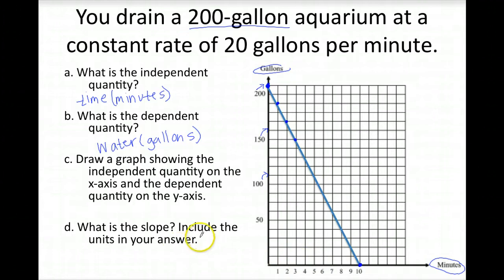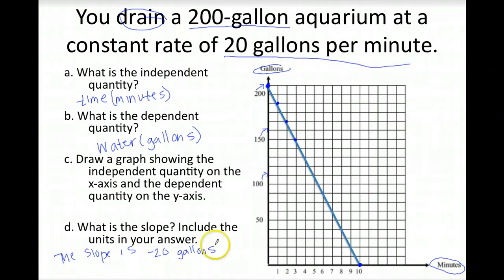Now here we're asked what is the slope, and make sure to include units in our answer. So the slope is negative 20. Keep in mind it's negative since we're draining, we're losing 20 gallons per minute. Or we can express that as negative 20 gallons per minute. So that's a different way to express that ratio.